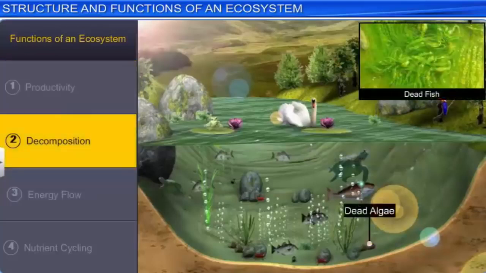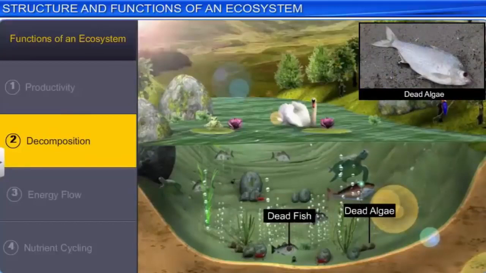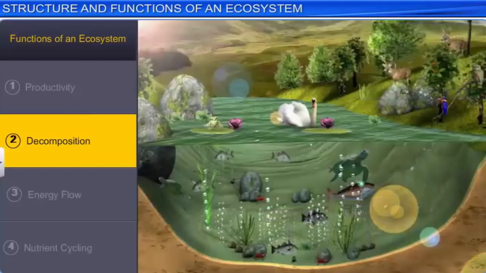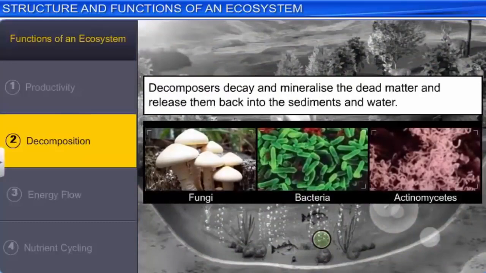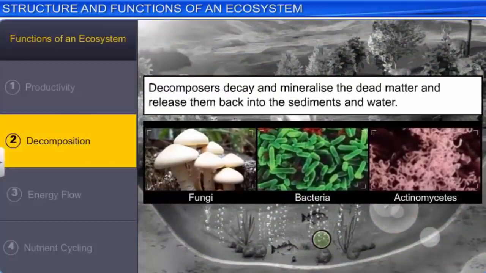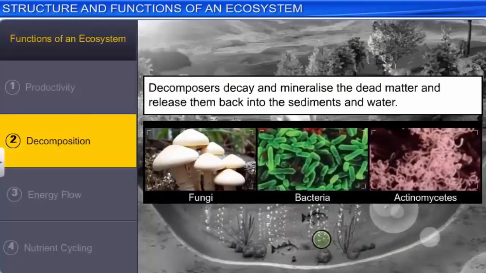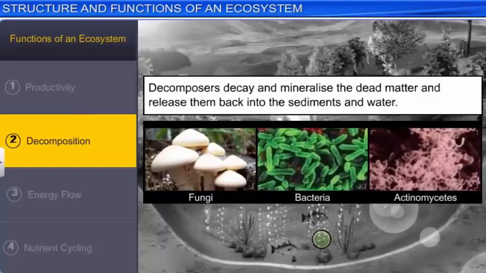When the algae and fish in the pond die, the function of decomposition takes place. That is, the decomposers decay and mineralize the dead matter and release them back into the sediments and water, which are then reused by autotrophs.